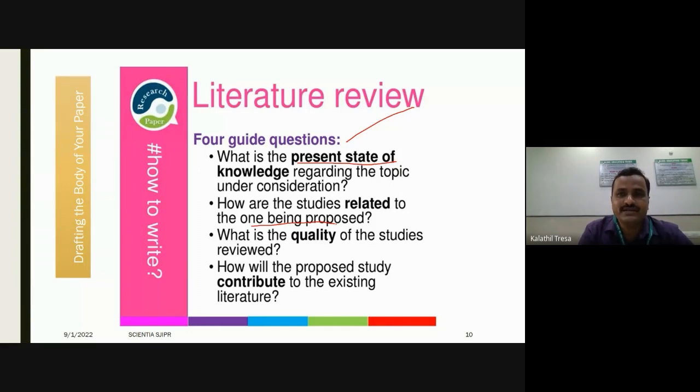We are supposed to write this in the literature review. What is the quality of that study? Quality of the study is reviewed. And how will the proposed study contribute to the existing literature? This last, most important question is how the proposed study will contribute to the existing literature. If we give the answers of all these questions related with the selected research topic, then it will be very easy to write the literature review about the research paper. Sometimes this literature review part is merged with the introduction part. It is not written separately in the research article, so it is merged with the introductory part of the research paper.